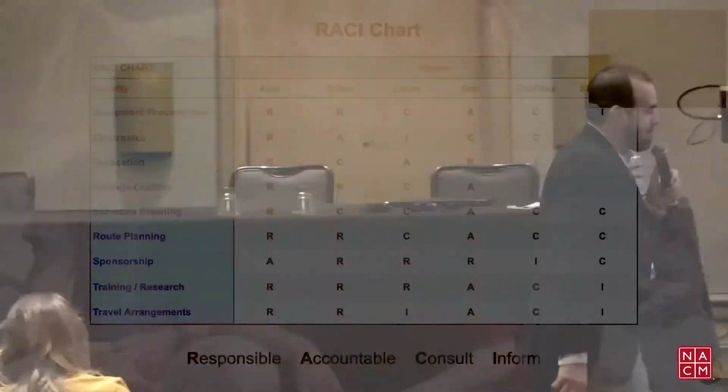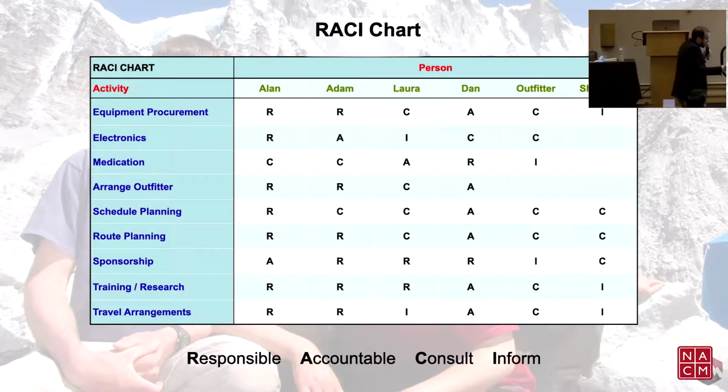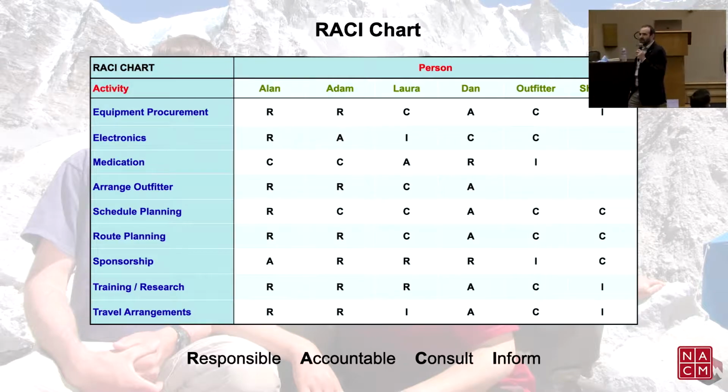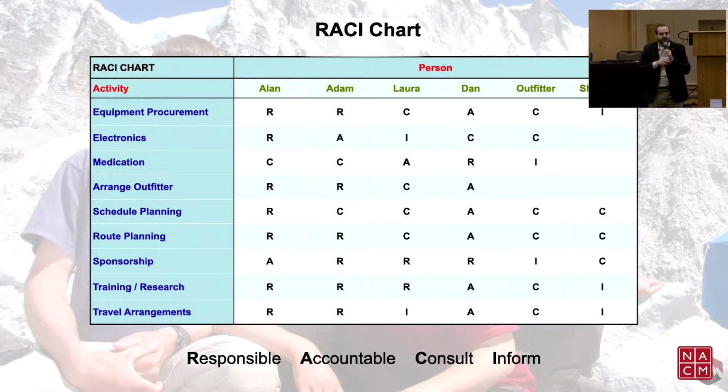So this is a tool. We kind of use an informal version of this. It's called a RACI chart. If you find yourself, you have a lot of meetings, and then it's not clear who's actually accountable for the different activities that are agreed upon.